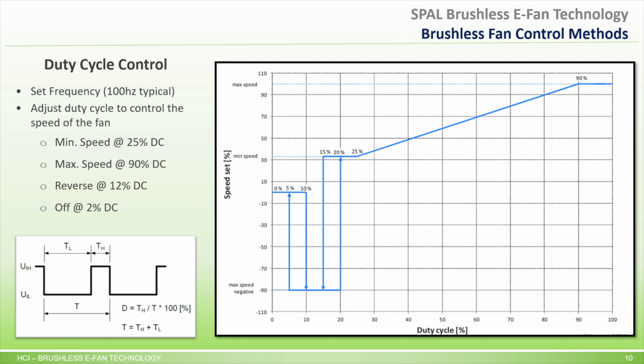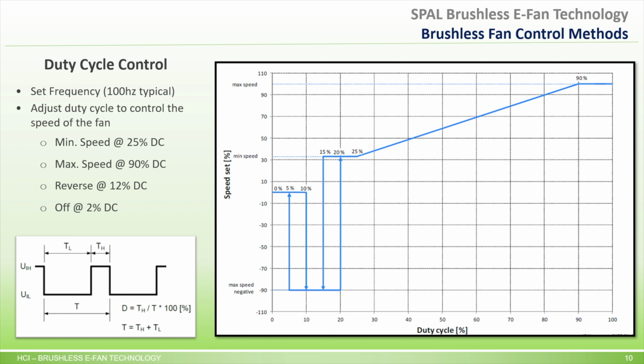Next, set the minimum and maximum duty cycle to run the fan from minimum to maximum speed. In this case, by looking at the chart, the minimum speed would be 25% duty cycle, and the maximum speed would be 90% duty cycle. As I ramp the duty cycle from 25 to 90, the fan will linearly progress from the fan's minimum speed to its maximum speed. Also note that the SPAL fan's minimum speed varies. Most of the time, the minimum speed will be 25 to 35% of the maximum speed.